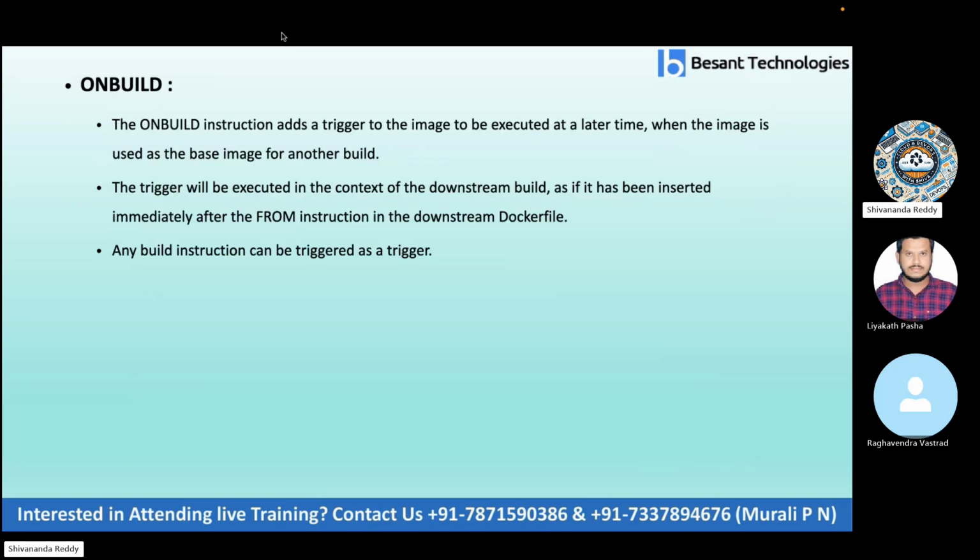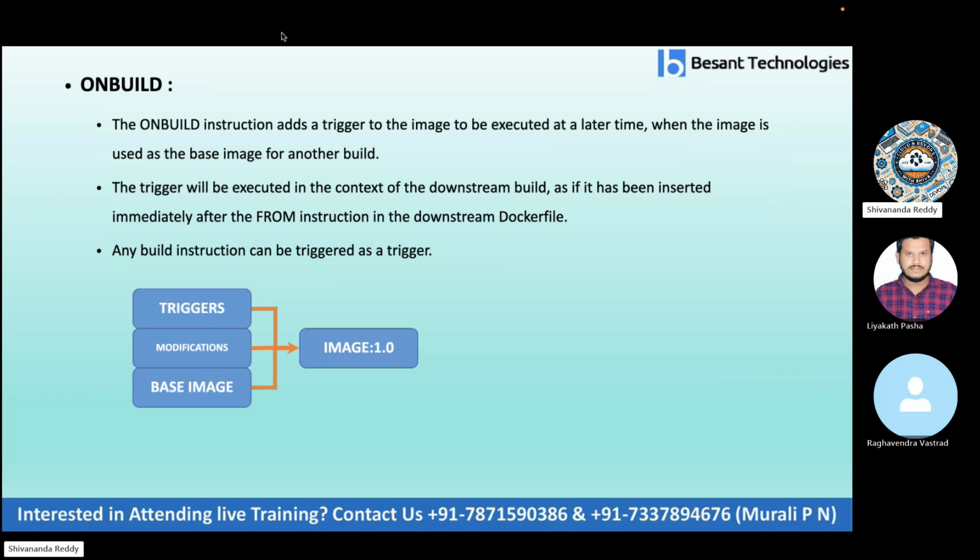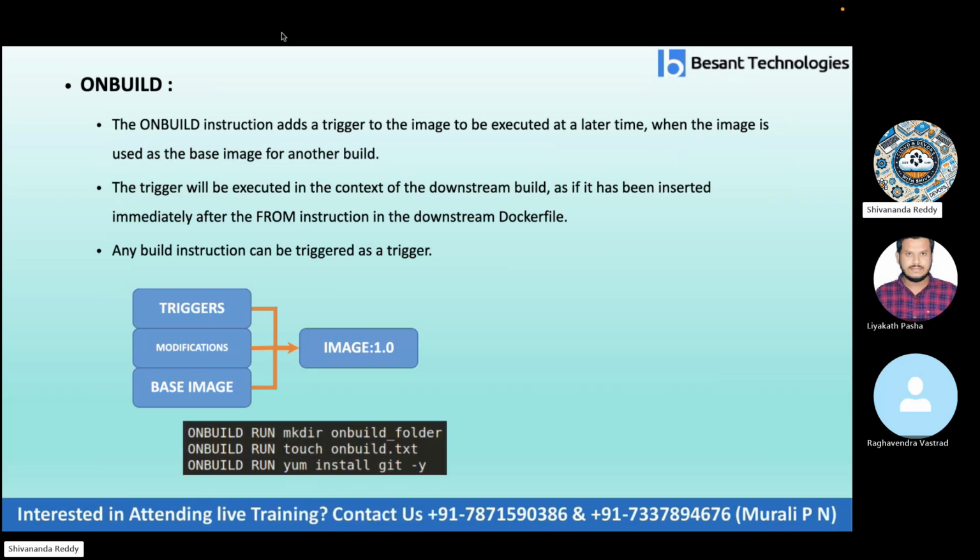Then another important word is ONBUILD. The ONBUILD instruction adds a trigger to the image to be executed at a later time when the image is used as the base image for another build. The trigger will be executed in the context of the downstream build, as if it had been inserted immediately after the FROM instruction in the downstream Dockerfile. Any build instruction can be registered as a trigger. Like this, trigger modifications, base image 1.0 will be ready. Then in that we're going to write some commands like this.